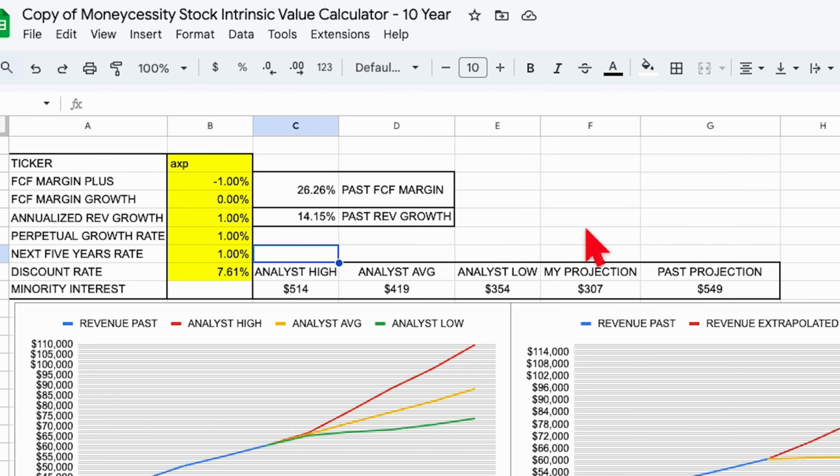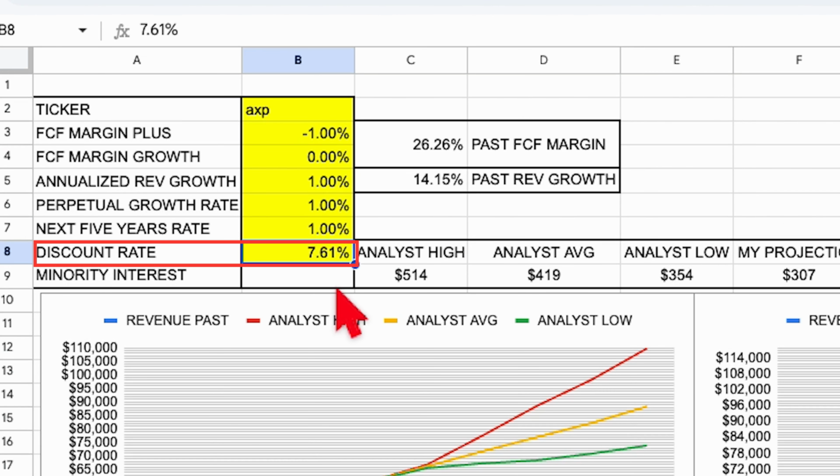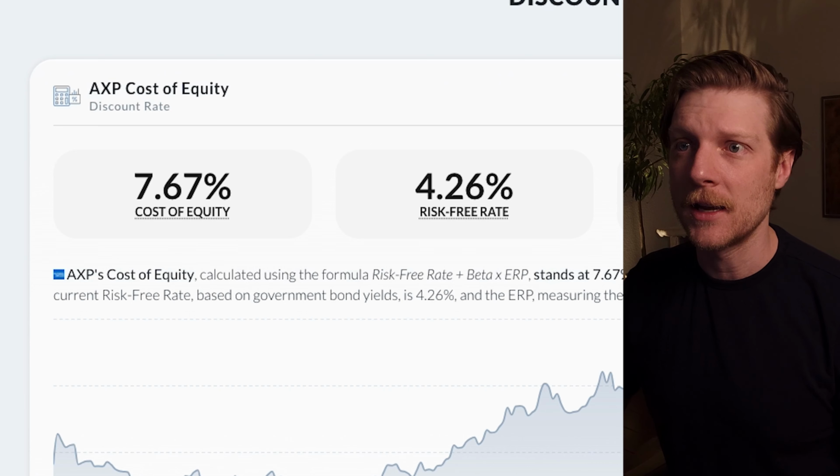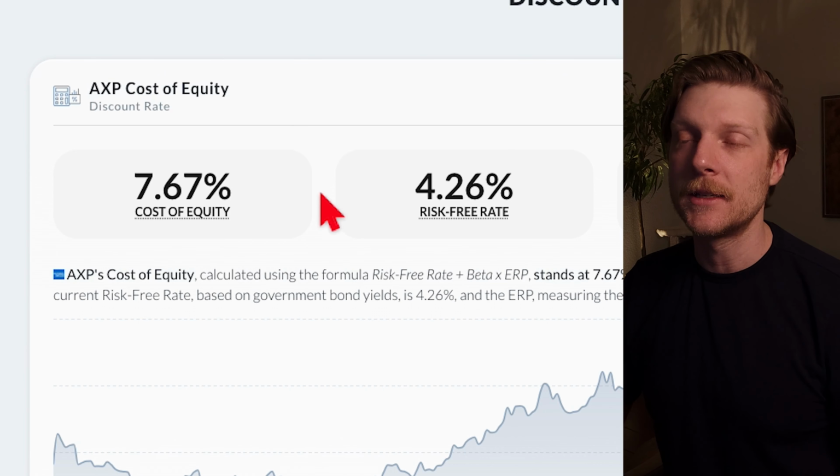One last thing I want to explain is this discount rate. This is the amount that I'm discounting future free cash flow. So the higher the discount rate, the lower the intrinsic value will be today based on those future cash flows. I currently have in there a discount rate of 7.61. I get that value from the cost of equity, which actually is up to 7.67.